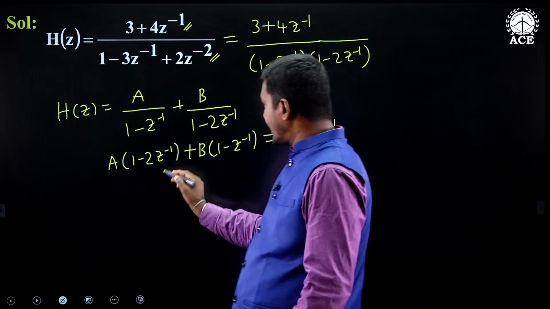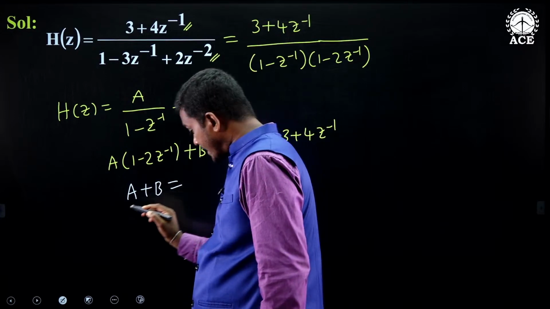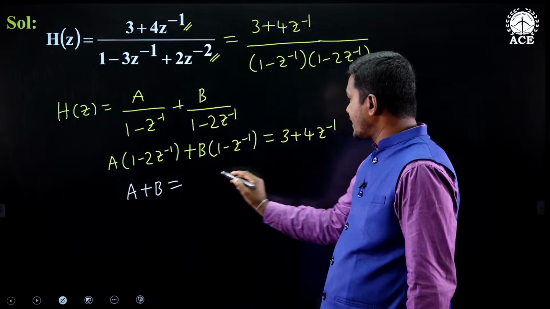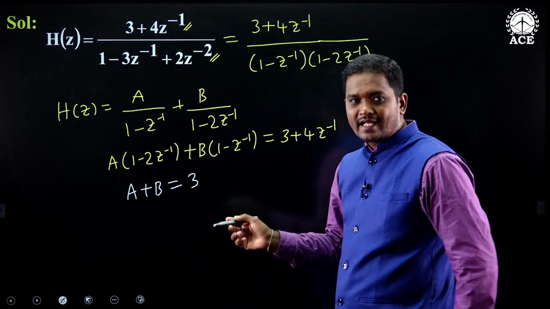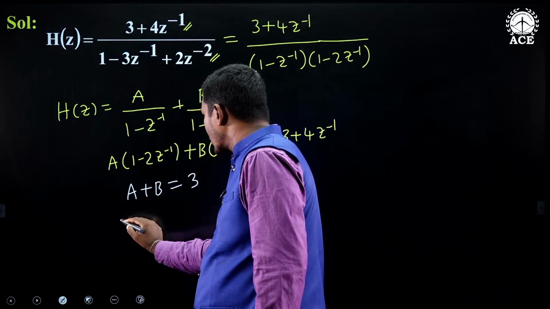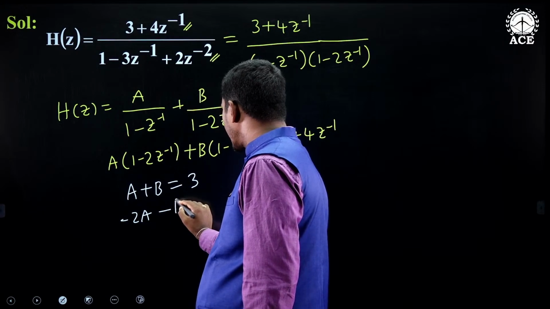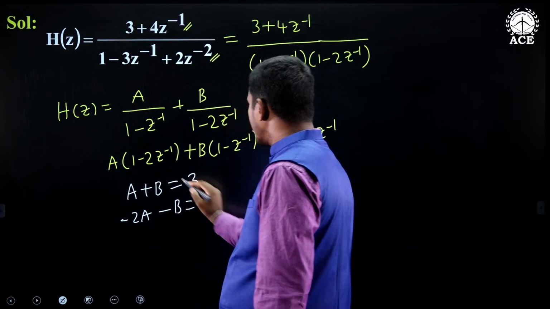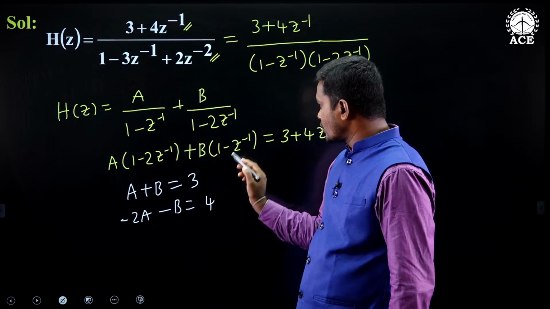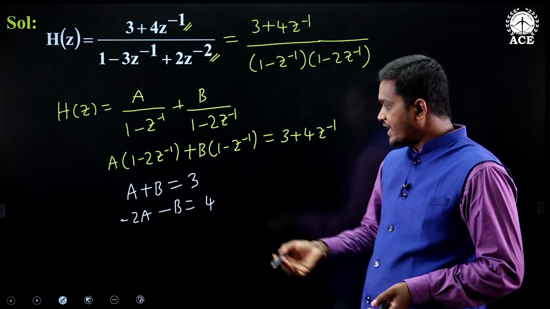Now take the constants common on both sides. What is the constant on the LHS? A plus B equals 3. What is the LHS z inverse coefficient? Minus 2A minus B equals 4. See, I am taking the constant A plus B equals 3 and minus 2A minus B equals 4, okay? Now find A and B.